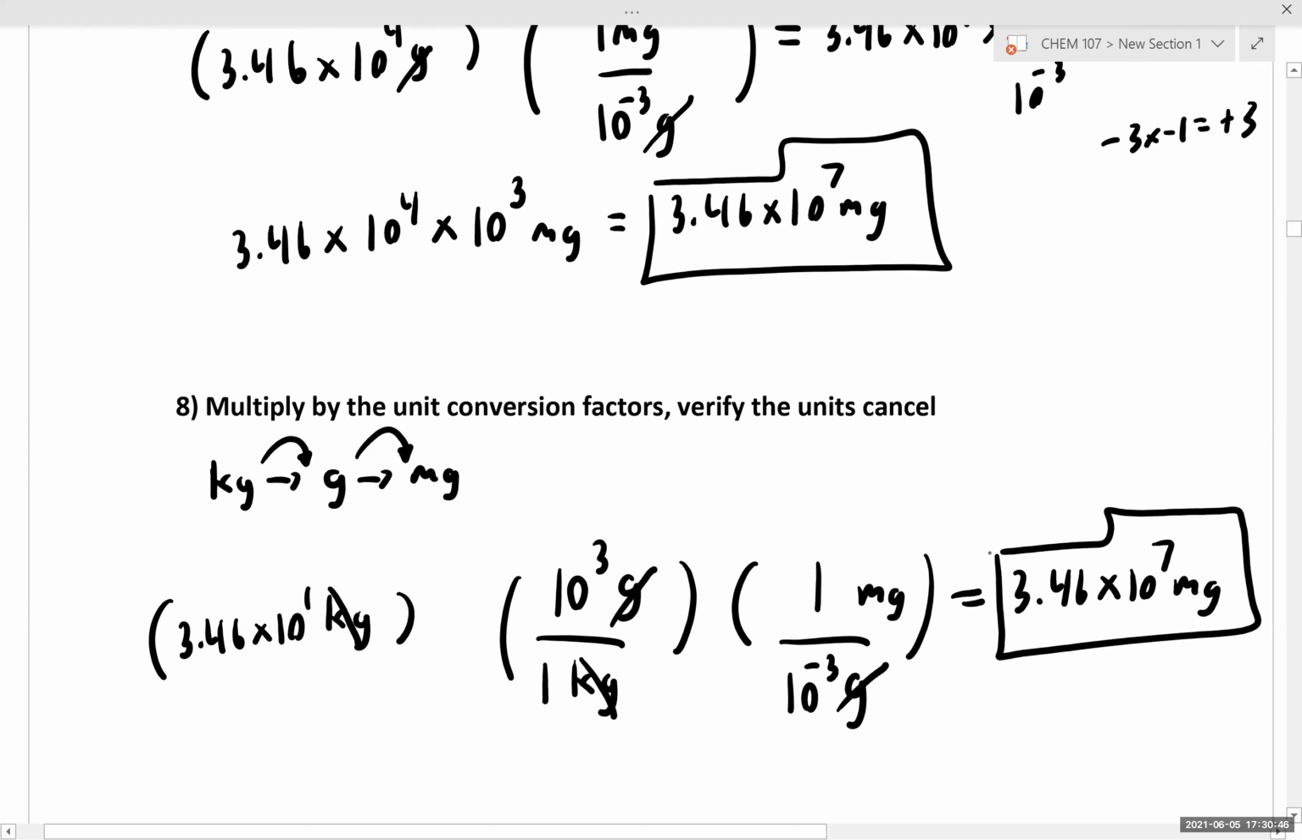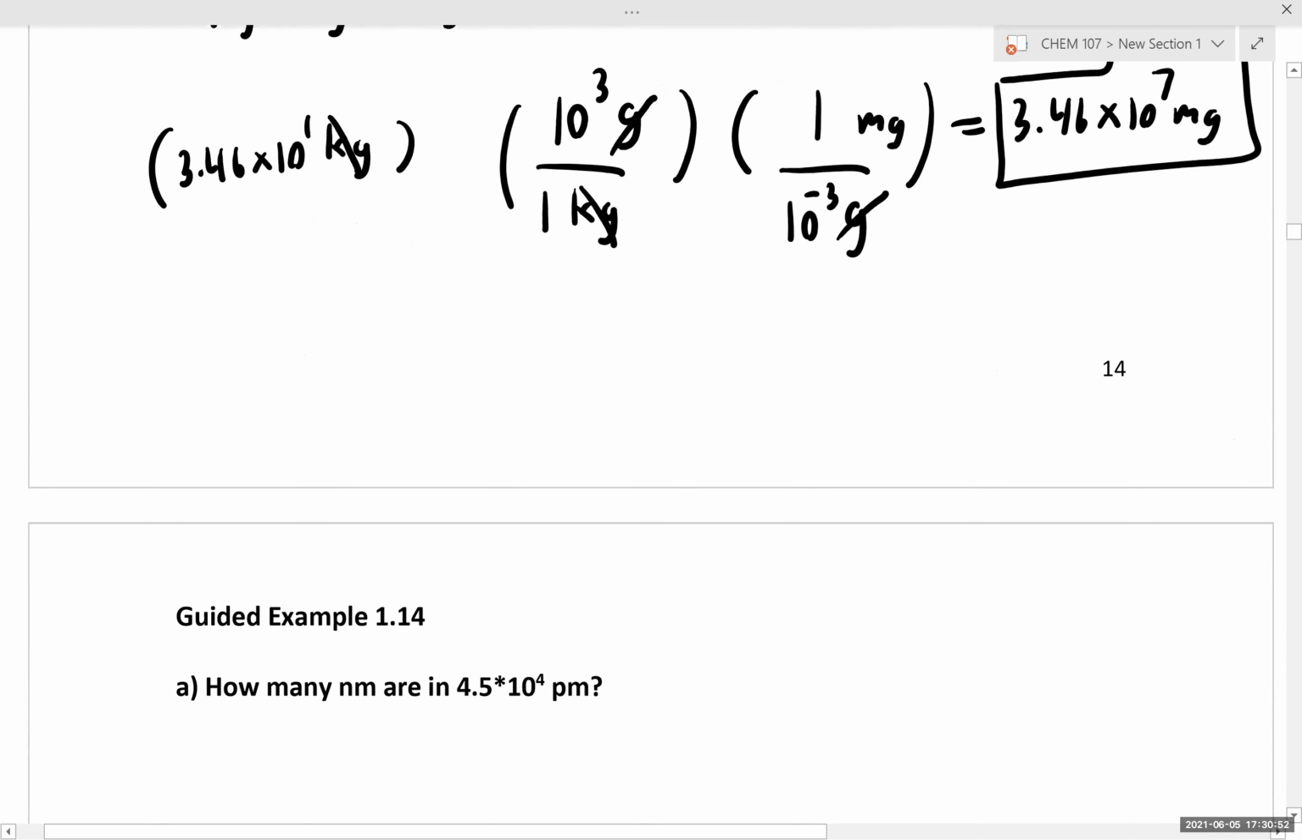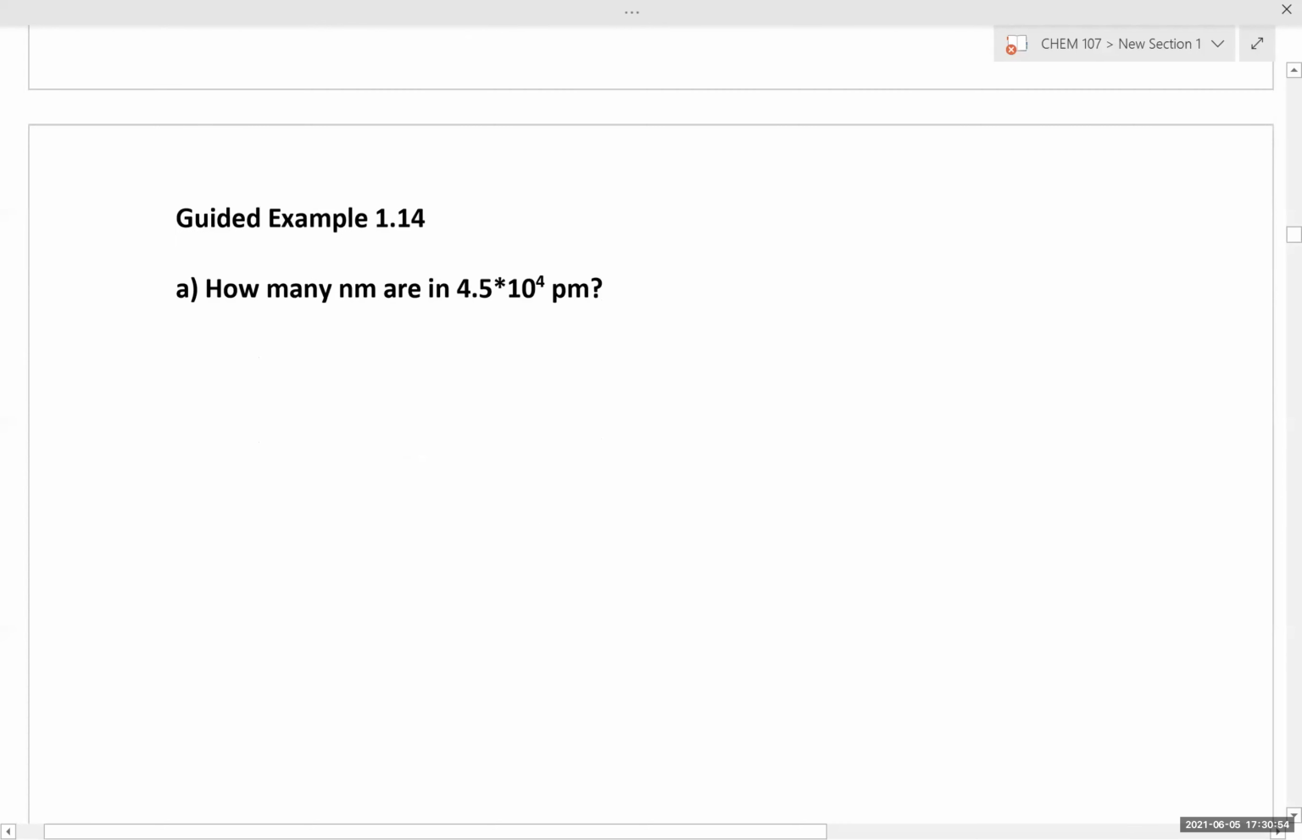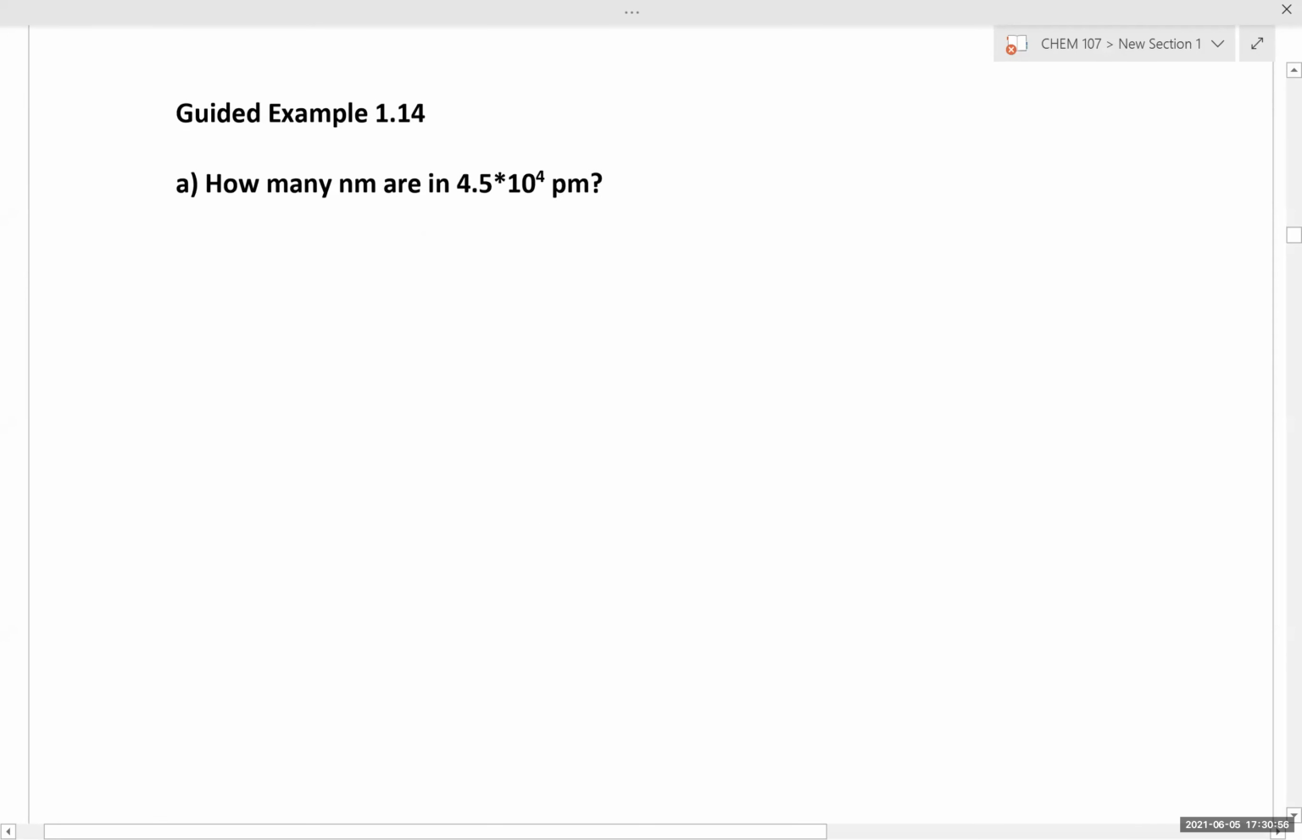So now that we've seen an example of metric to metric conversions, let's do a follow-up example, this time looking at units of length. In this case, we're asked how many nanometers are in 4.5 times 10 to the 4th picometers. So we have 4.5 times 10 to the 4th picometers.